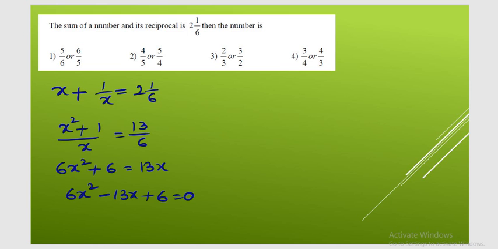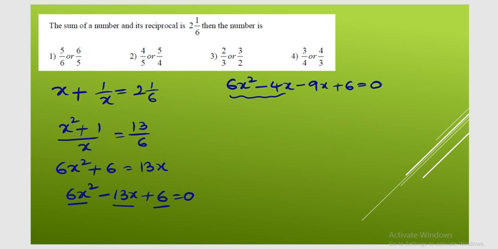Now here I am going to go by factorization method. So 6x square into 6 is nothing but 36x square. So what are the factors of 36 such that you are going to get 13? So 9 4s are 36, right? Then directly what I can do, I can write 6x square minus 9 4s are 36 now. So I can directly write as minus 4x minus 9x plus 6 is equal to 0.